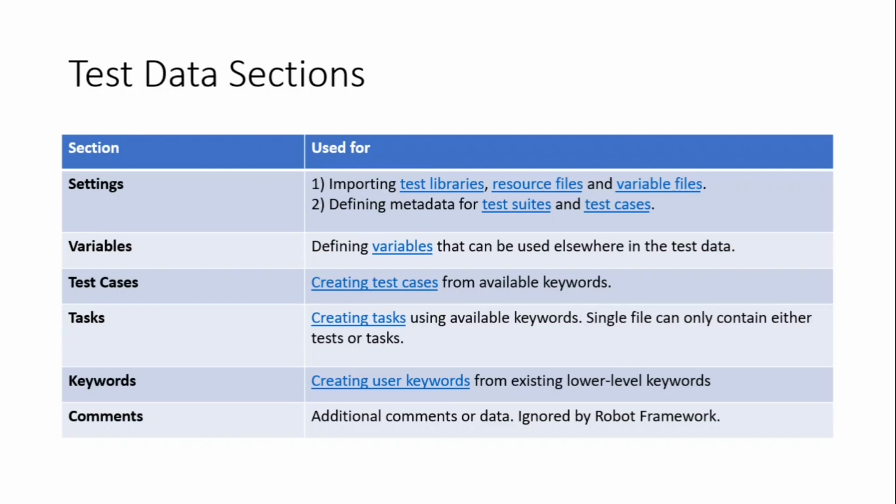Variables. Different variables that are used across your robot files will be defined in the variables section. Test cases. Test cases is the place where you will be defining your test case. It is nothing but a collection of keywords, and a keyword is nothing but lower level actions. So test cases and tasks are the same. There is no difference, just the name is different. Tasks are used for creating tasks instead of test cases.